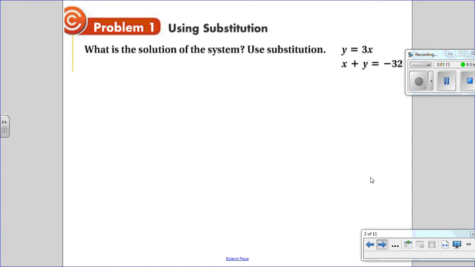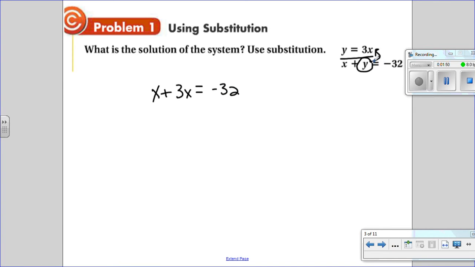So this is a very basic one. This is already set up nice and easy for us, but we have two equations: y equals 3x, and x plus y equals negative 32. We already have one equation solved for a variable, y equals something. Instead of having y in the other equation, we can replace it with what y equals, which is 3x. So now we can rewrite this as x plus 3x equals negative 32.